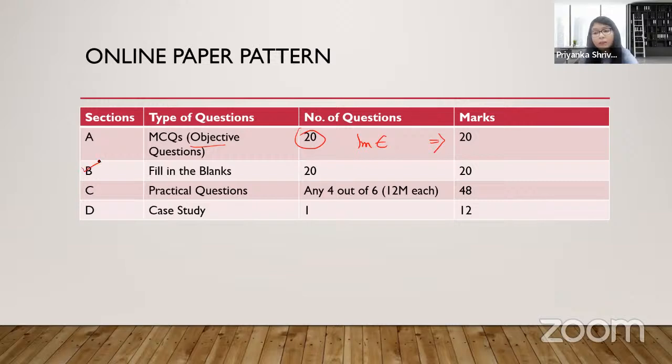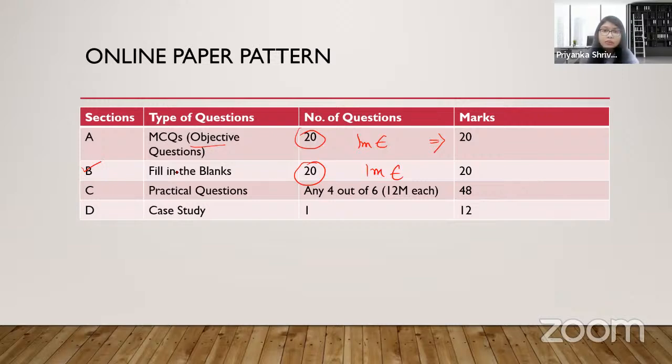Section B deals with fill in the blanks, where you need to just write a phrase or a word in the fill in the blanks question. In the MCQ there are 4 options given, out of which you need to choose one. Now in the fill in the blanks part, again you will get 20 questions, 1 mark each, and that comprises 20 marks.